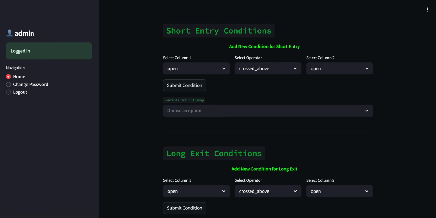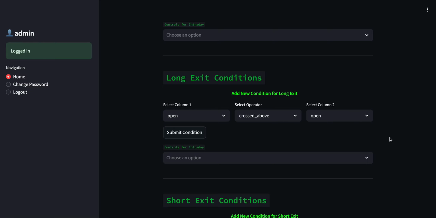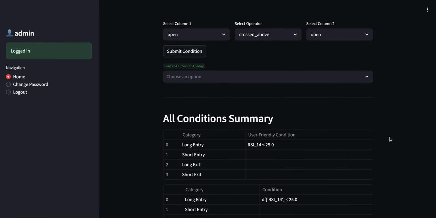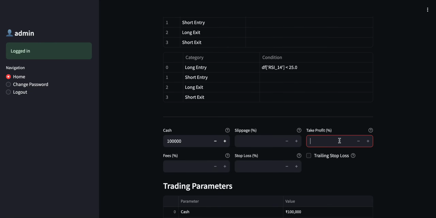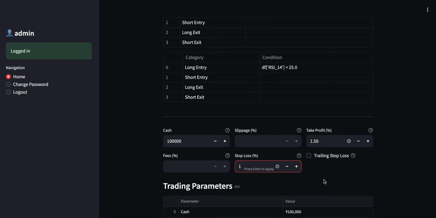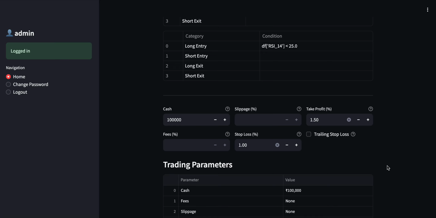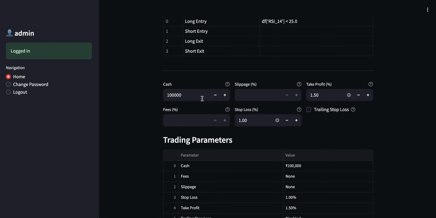Right now there is no short condition, that means I don't want to sell anything, and I don't want to give any long exit condition here. I will give the specific condition down here: if I make a profit of 1.5%, please exit me, or if I make 1% of loss, please exit me there also, whichever comes first. Then I will keep my basic amount. If I am investing 1 lakh rupees, how much will be the profit or how much will be the loss.